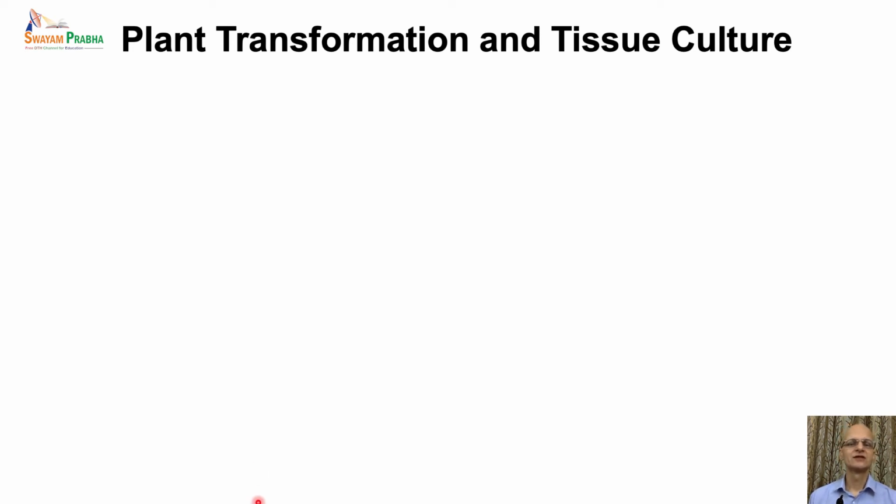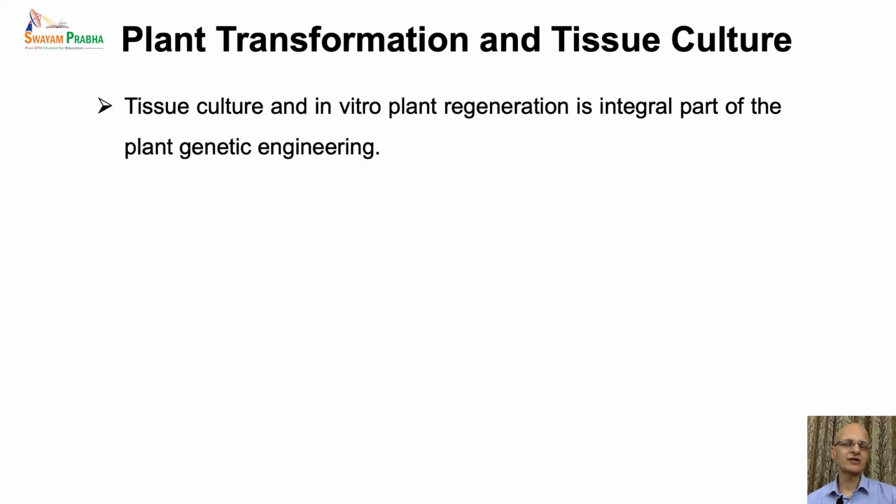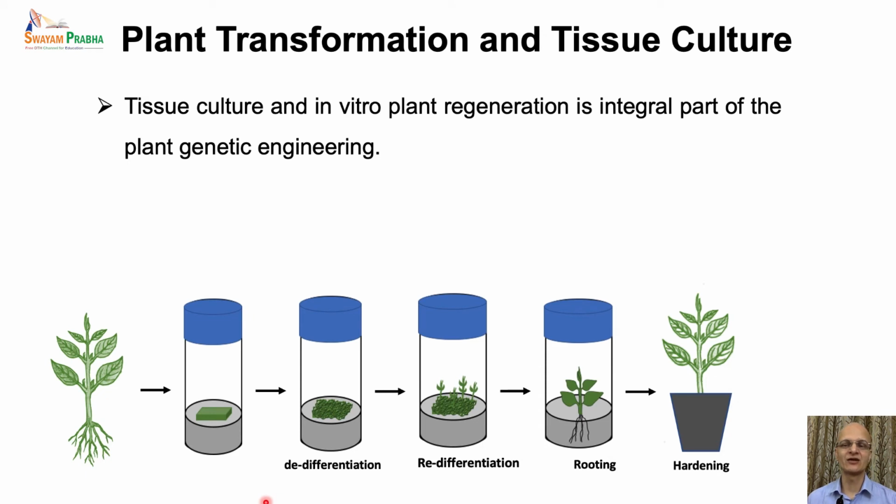Next is the role of plant tissue culture in establishing plant genetic engineering. Tissue culture and in vitro plant regeneration are an integral part of plant genetic engineering. Usually the genetic alteration is done in a cell or a few cells or a tissue, and in order to develop genetically altered complete plants, we need to regenerate plants from these few cells that have been transformed.